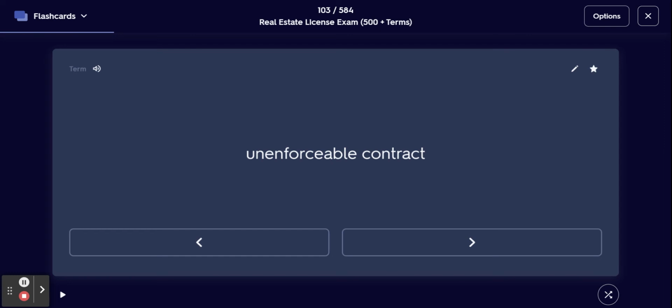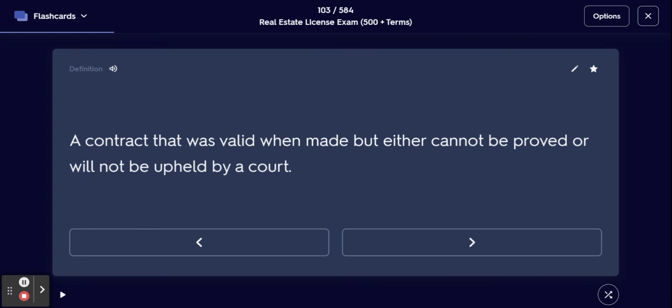An enforceable contract. A contract that was valid when made but either cannot be proved or will not be upheld by a court.